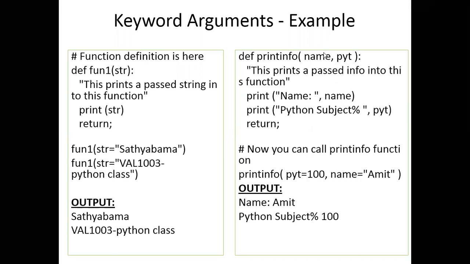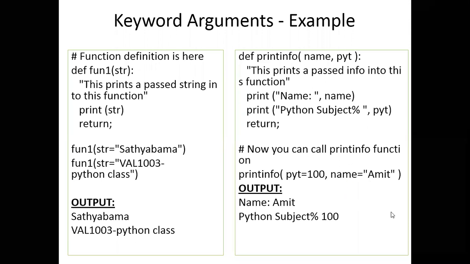Usually the first goes to the first and the second to the second, isn't it? But here I can give it in any order. So first I'm giving Python pyt, a value of 100, comma name equal to Amit. It will correctly take name equal to Amit and Python, even though I have given them in the other order. In the definition the first is name, comma Python, but in the call I've given the Python value and then the name value. Perfectly it will take it, because it is based on the keyword. So this pyt will match this one, and the name equal to I've given will be passed over here.